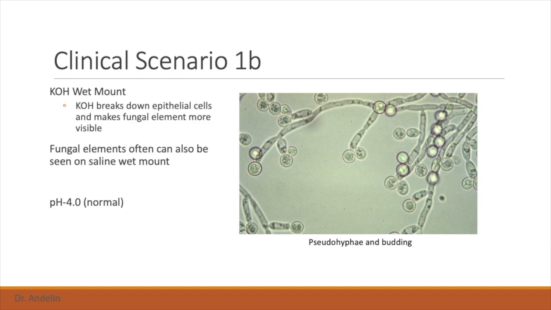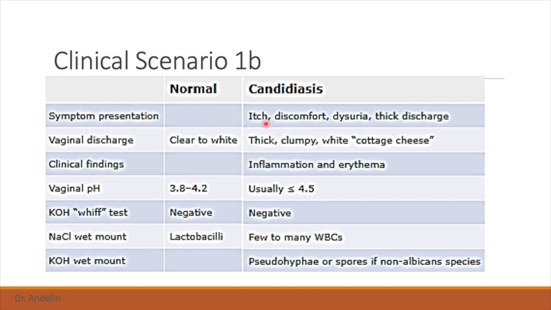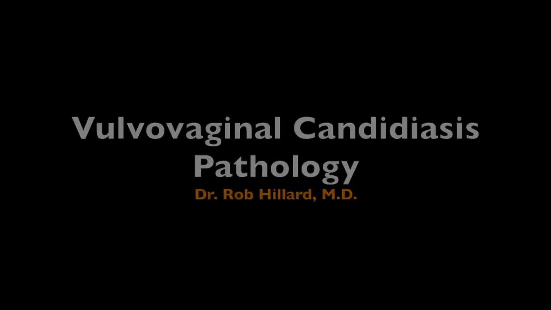As a separate test, we check the pH of the vaginal secretion and find that it is 4.0, normal range for vaginal secretions. This case is consistent with vulvovaginal candidiasis. Again, as we review this graph, we can differentiate features pointing to candidiasis. The patient complained of itchiness and discomfort and had a thick discharge. The discharge was white and cottage cheese-like. There were signs of inflammation and erythema on exam, and her vaginal pH was not elevated. We also noted fungal elements present on potassium hydroxide wet mount.